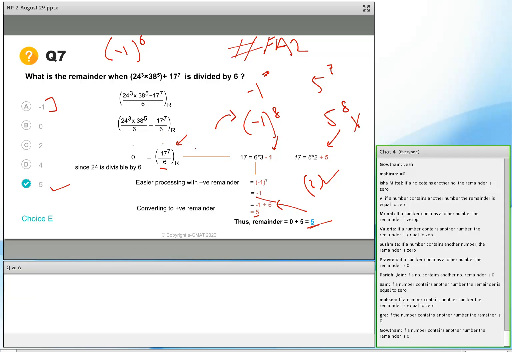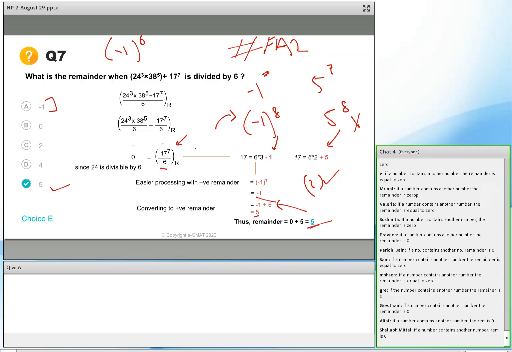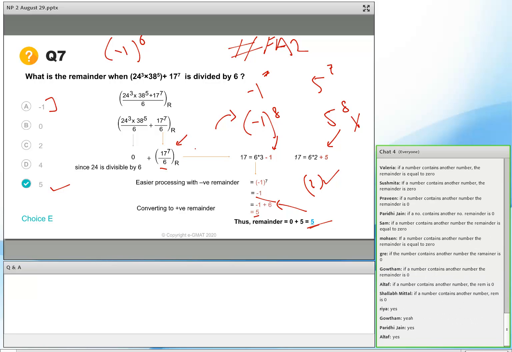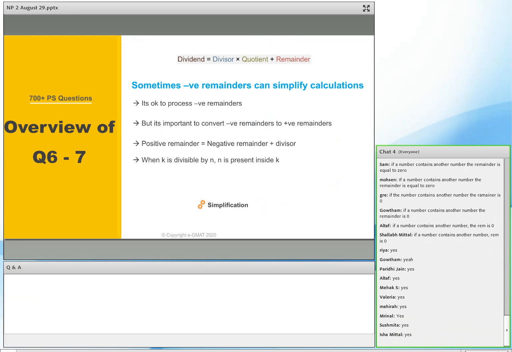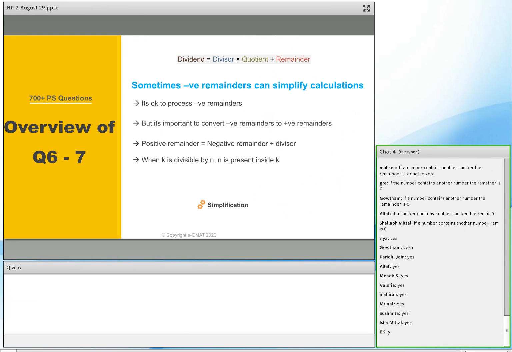Just one simple another thing. Do people remember the first base then exponent funda? That we first have to calculate for the base and then the exponent? Yes or no, please? Yes, right? Perfect. So with that, just a very quick overview of question number 6 and 7.